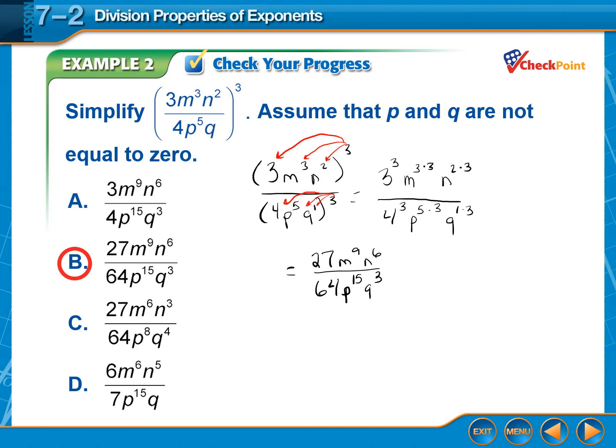And because none of the variables in the numerator and the denominator have the same base, I can't simplify it anymore. 27 and 64 don't have any common factors, so I can't simplify it. So this would be my final answer here.